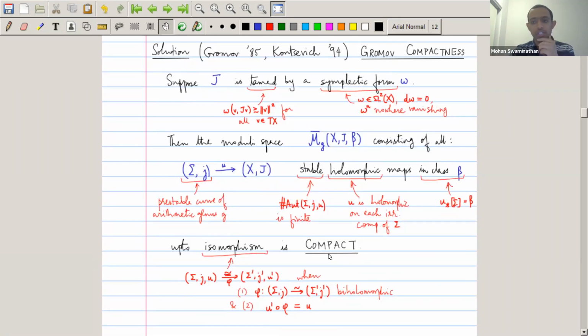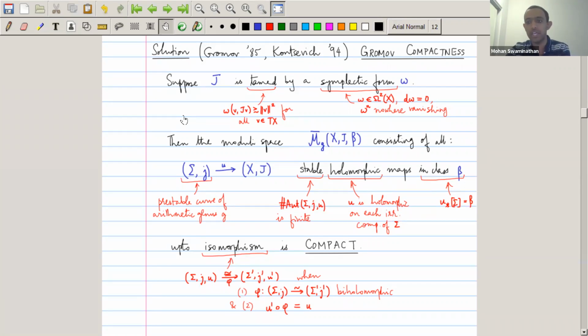The solution to this compactness problem was given by Gromov in his seminal 1985 paper, which introduced holomorphic curves in symplectic geometry. And it was further refined by Kontsevich in his 1994 paper, where he showed that this compactification actually is Hausdorff, which is again quite an important property. And it turns out this was missed by Gromov in his 1985 paper. So this theorem is called Gromov's compactness theorem, and it says the following.